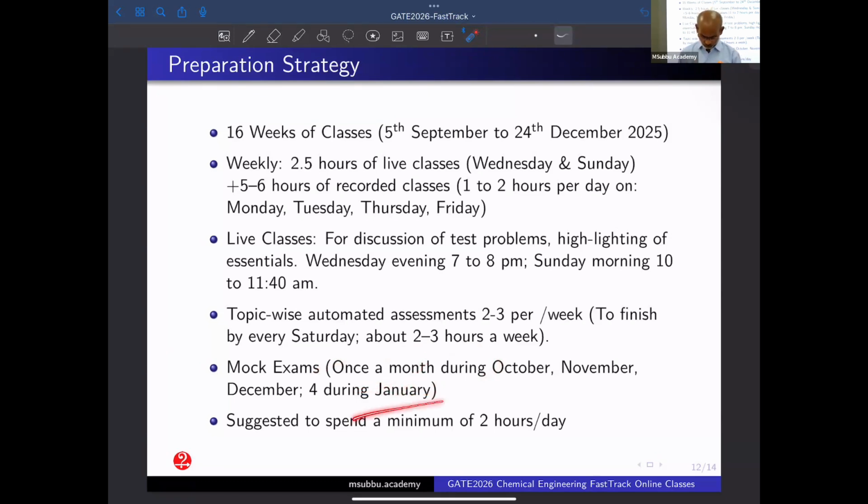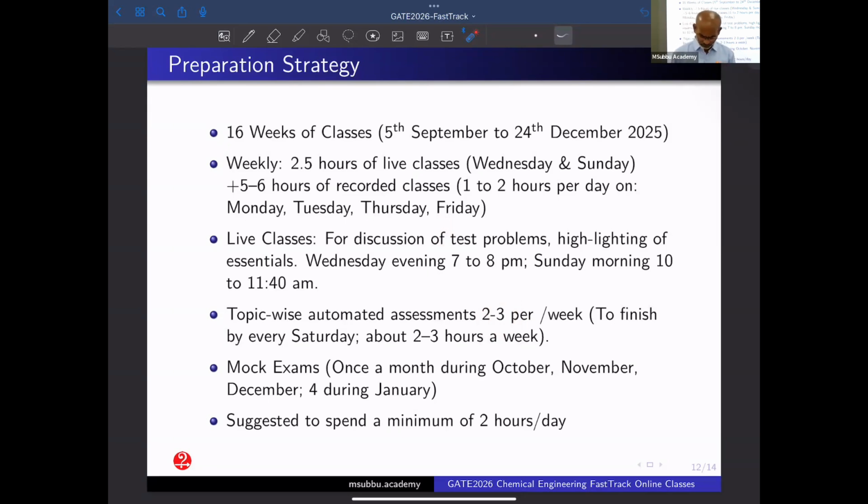And it is suggested to spend a minimum of 2 hours. But again, think about how much time I am asking you to spend. Definitely 2.5 hours of live class and about 5.5 hours of recorded material, so it is like 8 hours. And another 2-3 hours for the test. So at least 8 plus 2, 10 hours are gone for a week. So the weekly 14 hours, of which 10 hours are minimum.